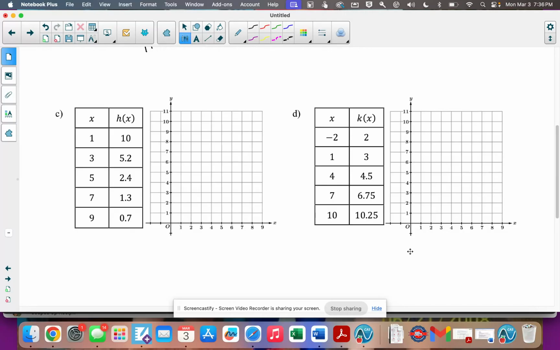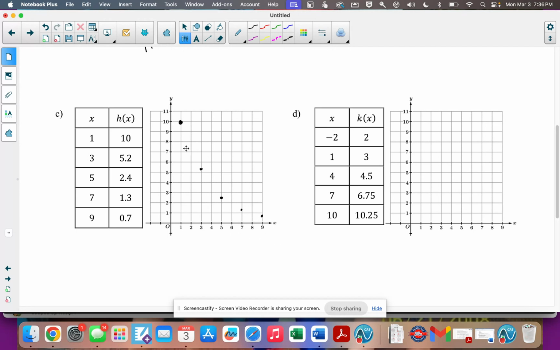Okay, so the next one, 110. 3 is at 5.2. Okay, 5 is at 2.4. 7 is at 1.3, and then 9 is 0.7.